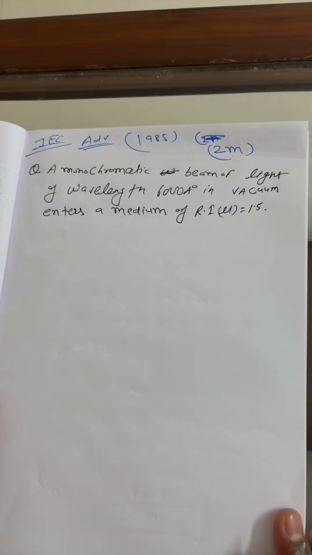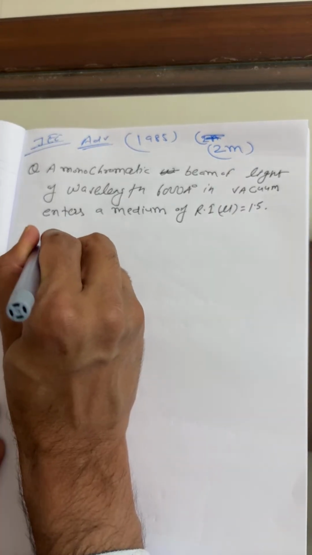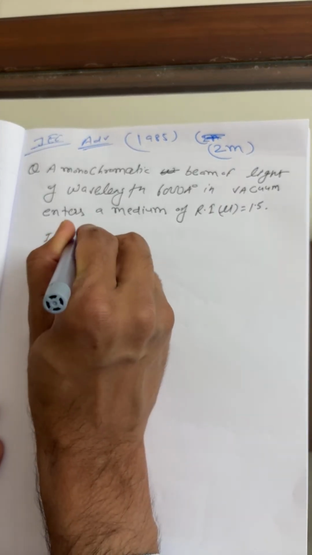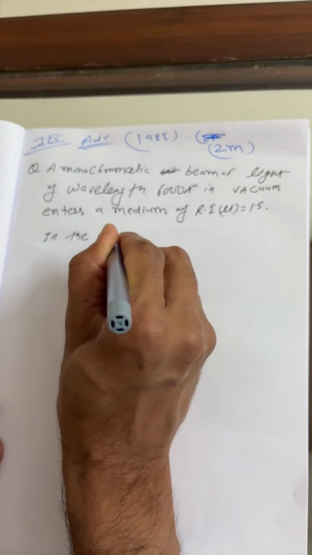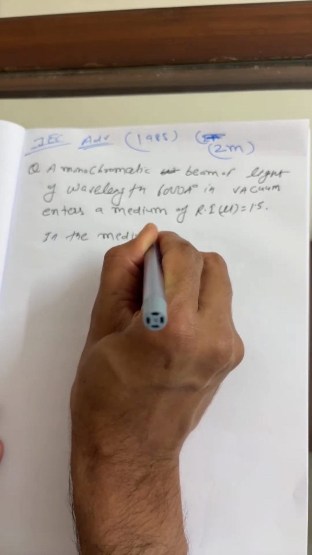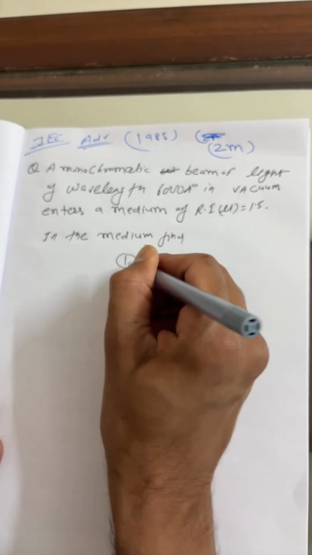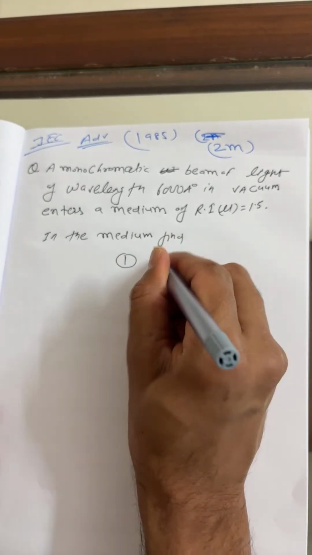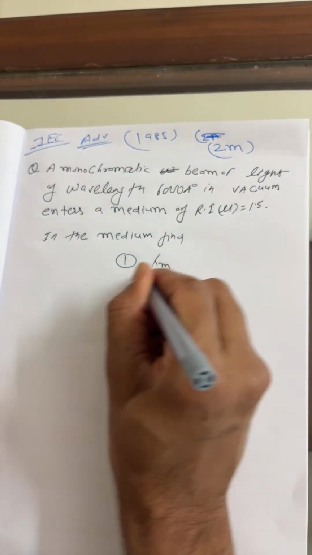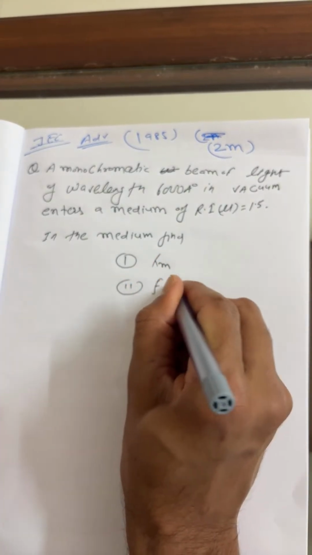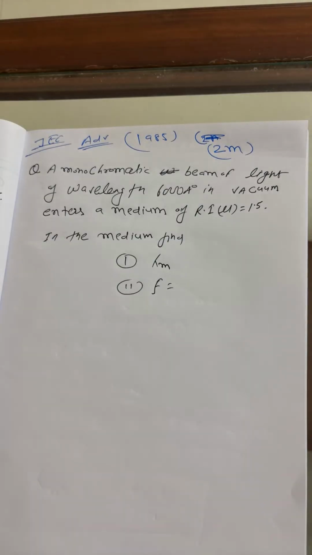In the medium, find first the wavelength and second the frequency. We have to find two things with these questions, right? So be attentive, everyone.